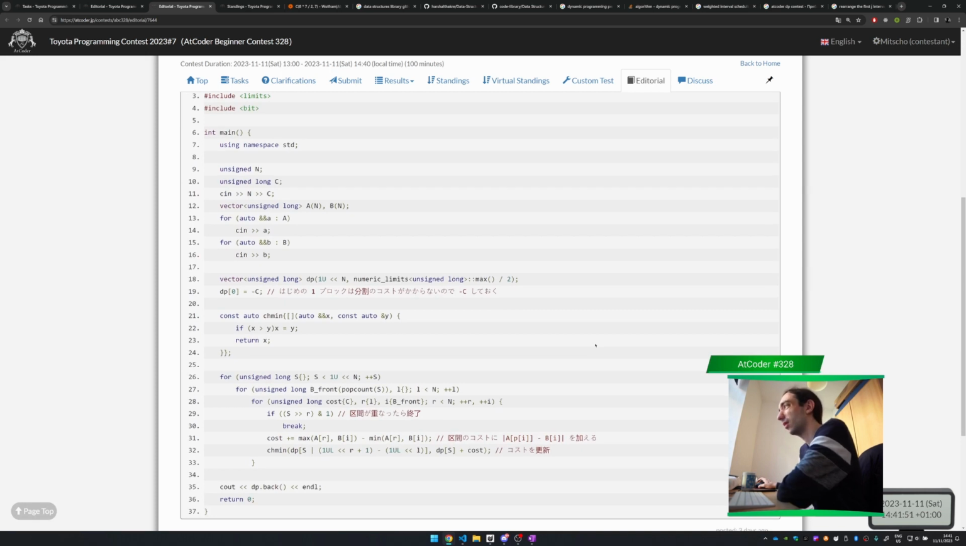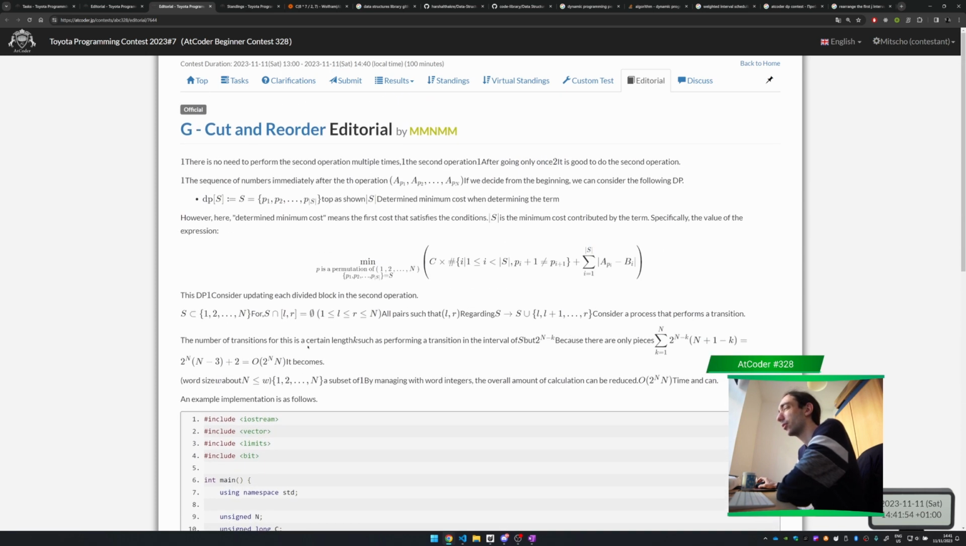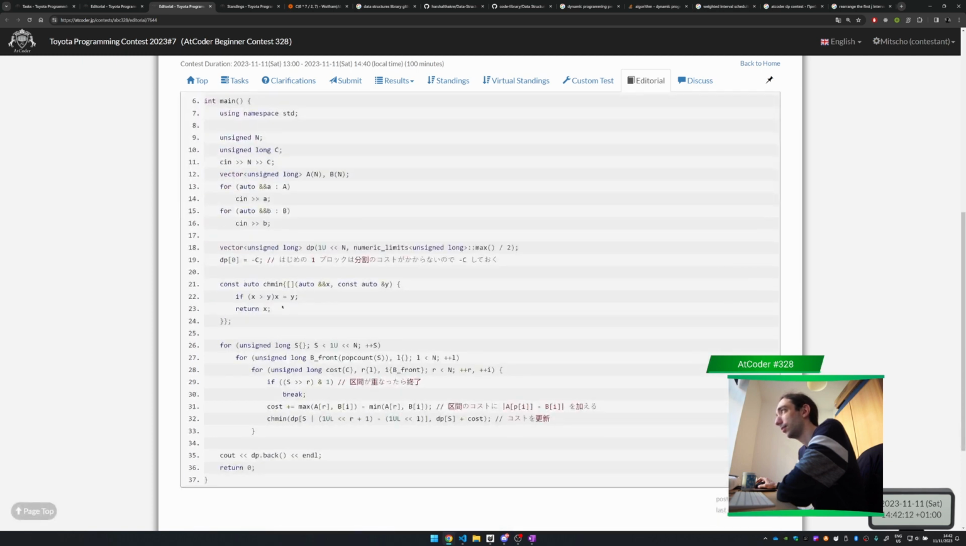I can't understand this, the translation is very bad. The number of transitions for the certain length cases. There's 2 to the n times n. Let me just understand this. So there's this dp, and then pop count. Who writes code like this? Cost is C.